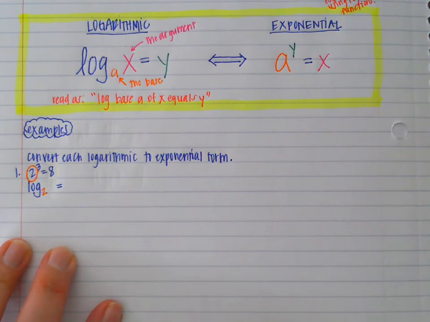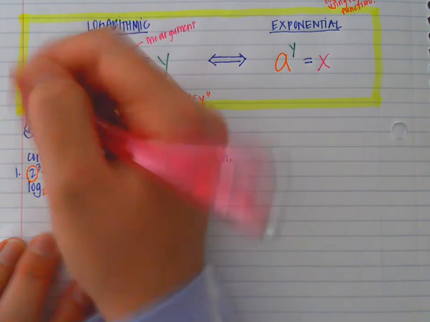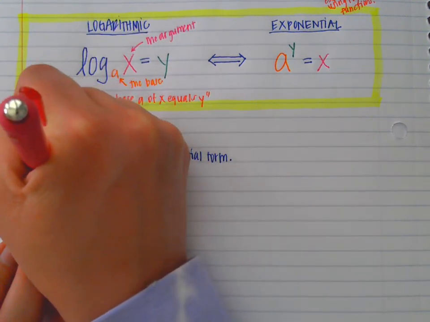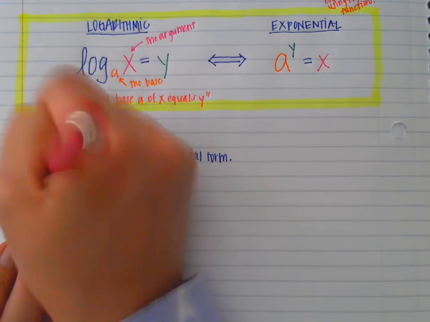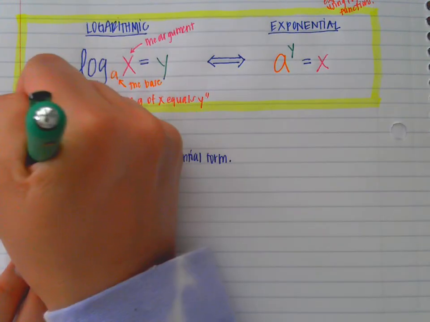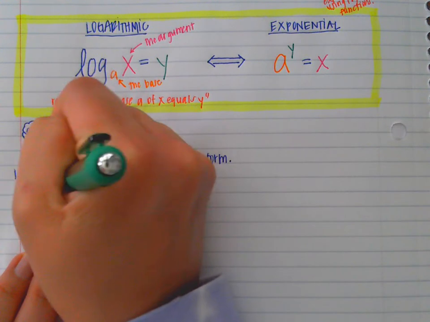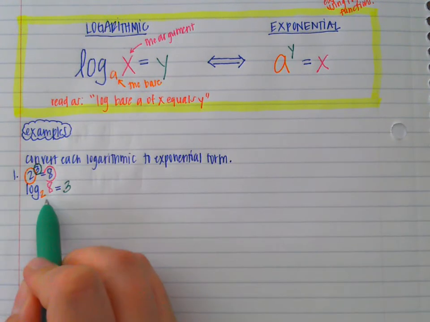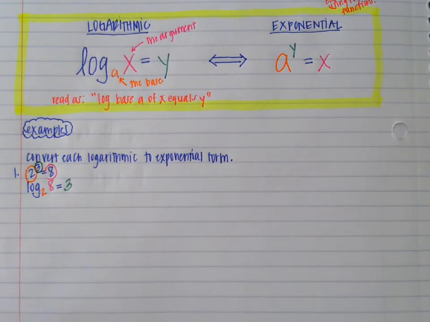Okay, so the argument is always like this part, what it's equal to, this 8. The log is always equal to the exponent. So log base 2 of 8 is equal to 3. Huh. That was a terrible first example, so I'm sorry.